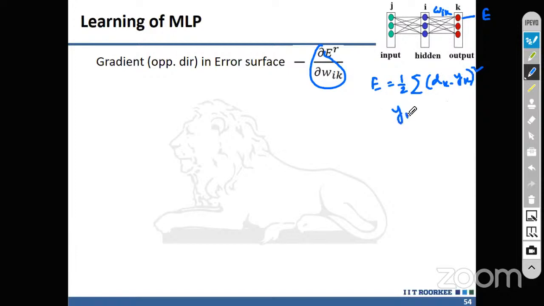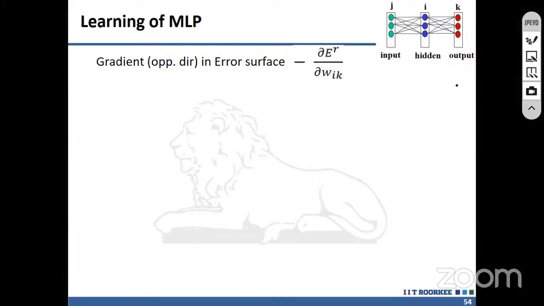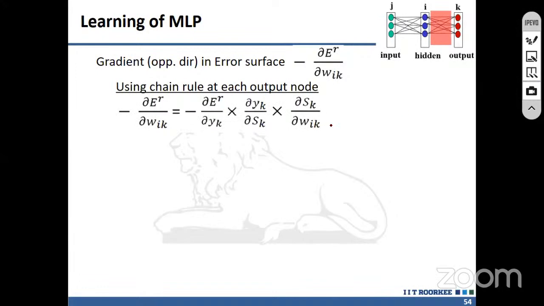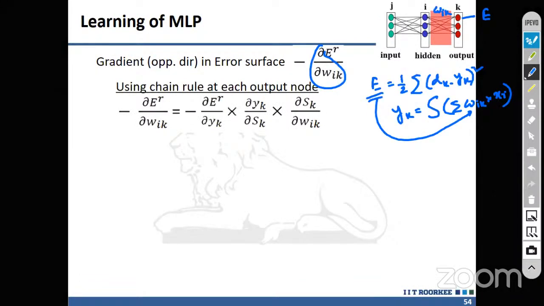So what is y_k? y_k will be sigma of the summation of w_ik into x_i. Now you see that we are getting E with respect to this w_ik. So this is the dependency. If we know this dependency, I'll be using the chain rule, which is very simple, very easy.